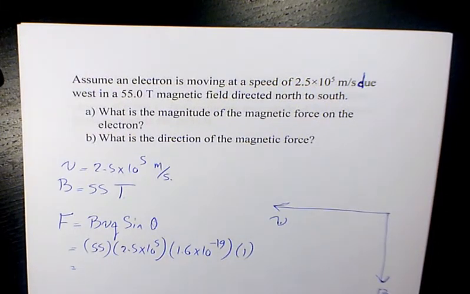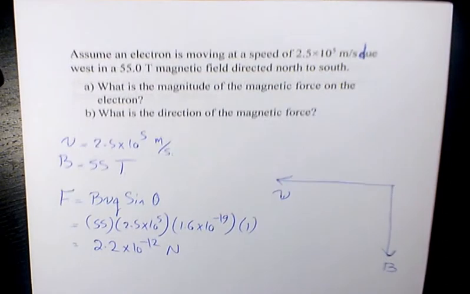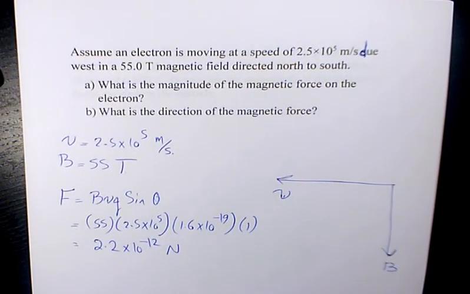55 times 2.5 times 10 to the power of 5 times 1.6 times 10 to the power of negative 19 times 1. It's going to give me 2.2 times 10 to the power of negative 12 Newton. That's the magnetic force. Now what is the direction of the magnetic force?